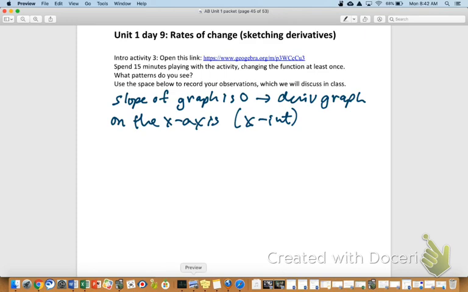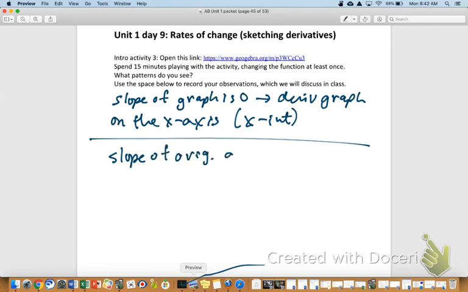Anything else? Any other observations? When graphing your derivative, you keep your original x value and then the slope of that point is your new y value. Yeah, okay, now that's pretty good. So the slope of the original graph gives us the y value of the derivative graph.